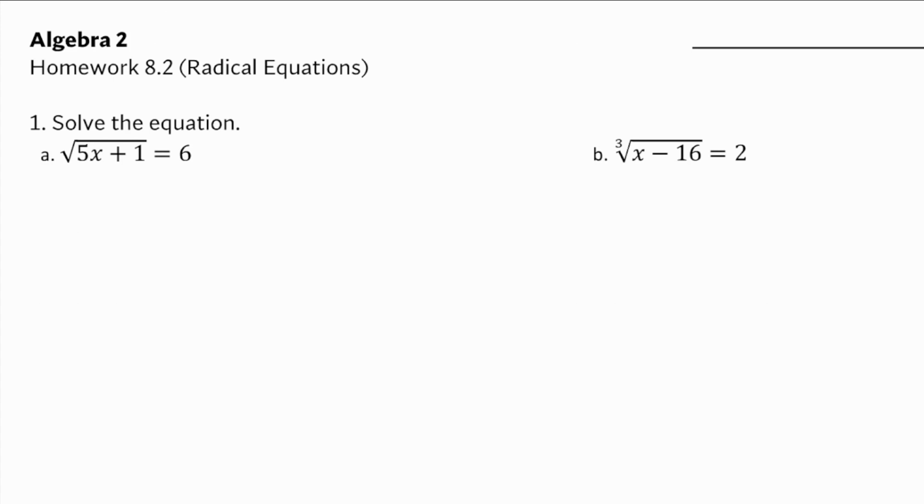And I think what I need to remind you before we start is that when squaring both sides of an equation, you can incur extraneous solutions. So I'm just going to remind you that when you get a solution to these equations, you need to check it, right? So, all right, let's get started.